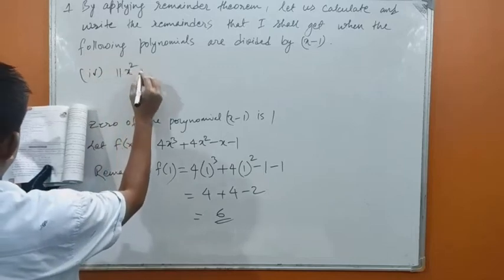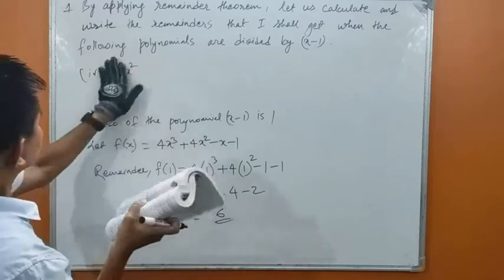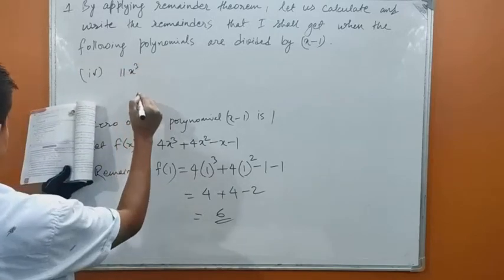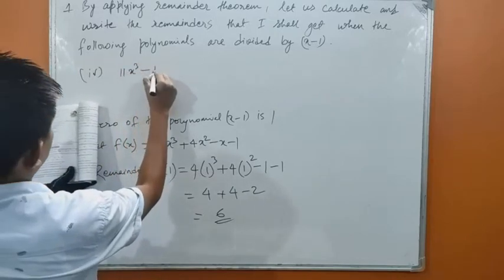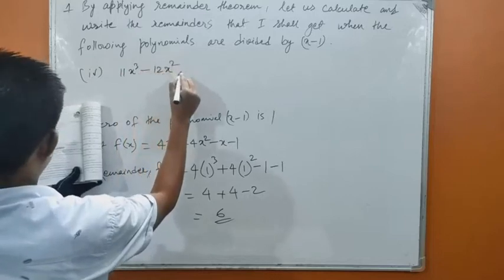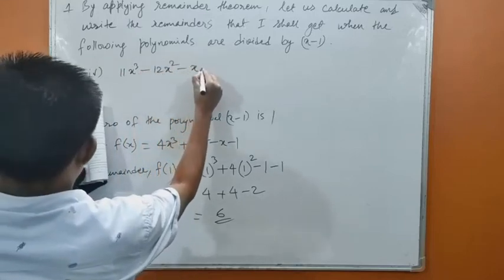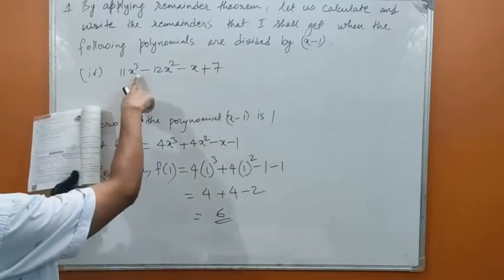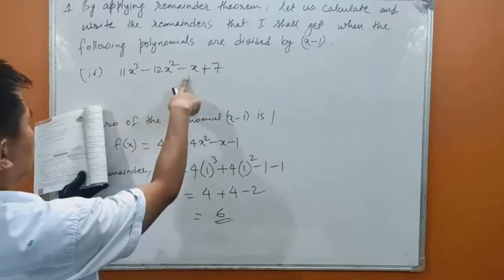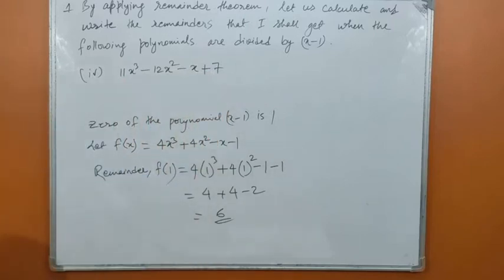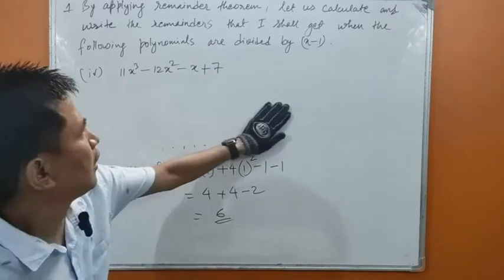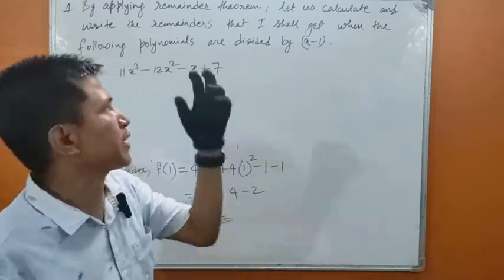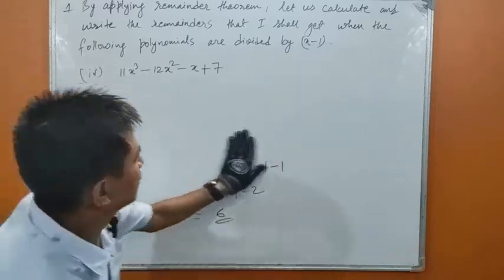We have 11x cube minus 12x square minus x plus 7, isn't it? 11x cube minus 12x square minus x plus 7. So we are asked to divide this expression by this expression and find the remainder by applying remainder theorem, okay?